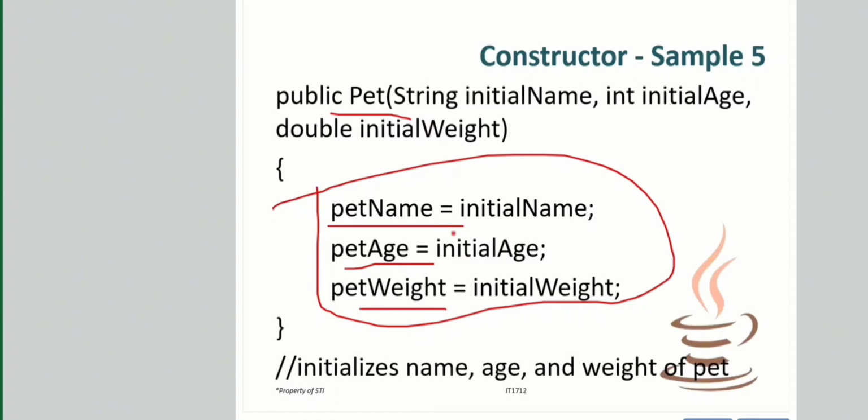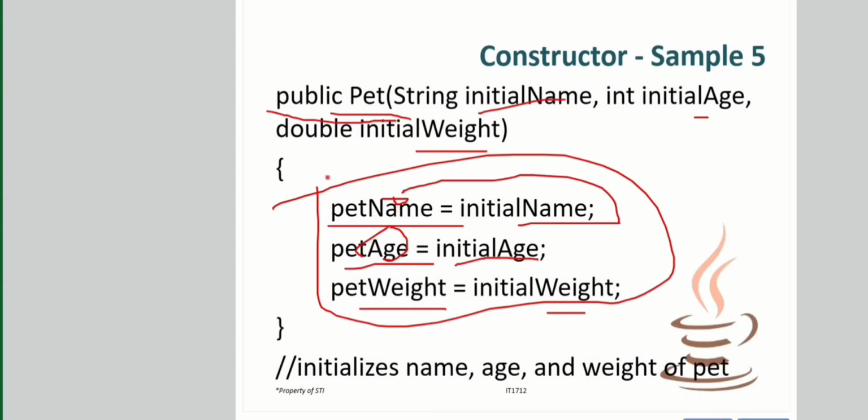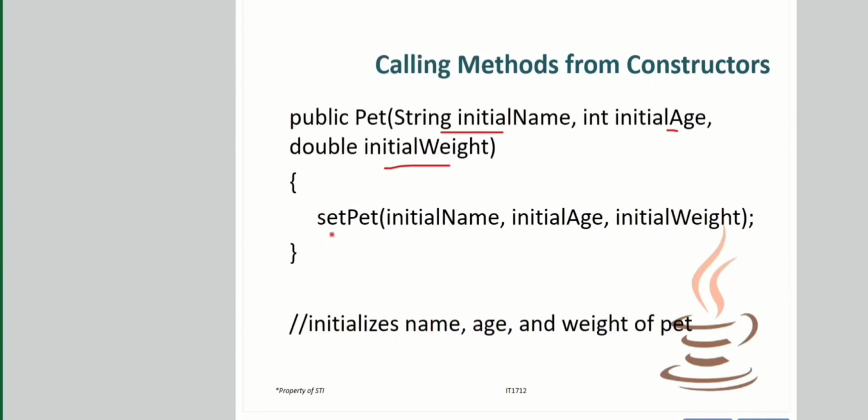So you can set them using just one constructor because we have three parameters for the name, for the age, and for the weight. And we also have here a constructor with initial name, age, and weight. If you have observed, instead of calling the pet name variable, the pet age variable, and the pet weight variable directly, you can use a method. So we have here a method set pet to initialize a value for the name, the age, and the weight.